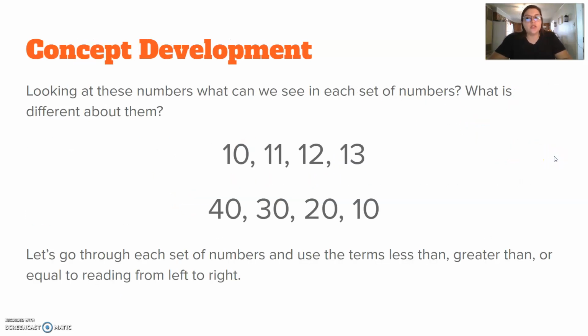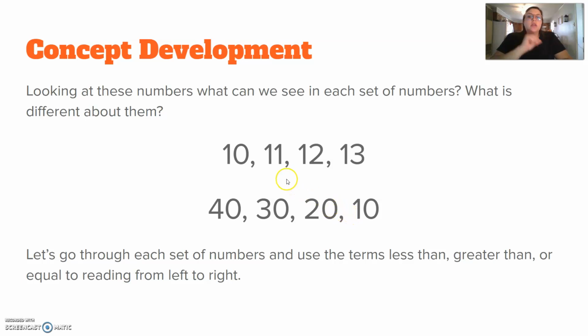So moving on to our other concept development, we're going to look at these numbers. What can we say about each set of these numbers? Well, when we look at this first set up here on the top, 10, 11, 12, 13, are they counting by ones or tens? They're counting by ones, okay? What are they counting by in this second set down here? 40, 30, 20, 10. Are they counting by ones or tens? They're counting by tens, yes.